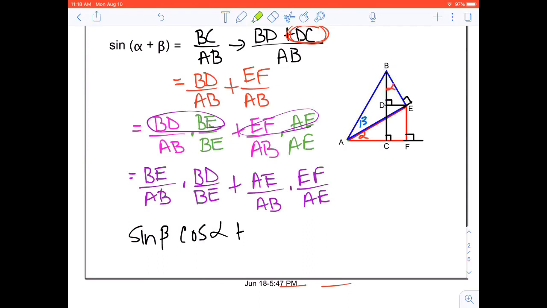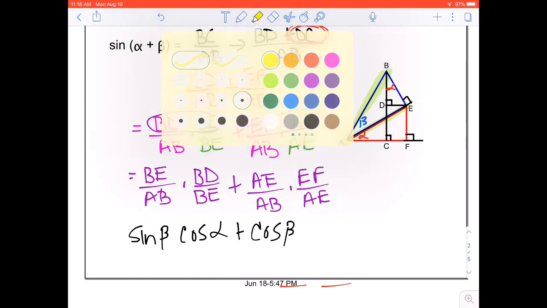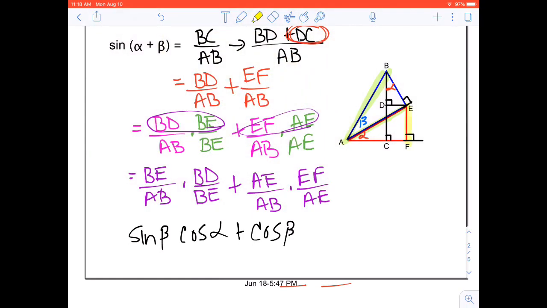All right, let's do it again. AE to AB. Look at the blue triangle. That's an adjacent side to beta and the hypotenuse. So we've got the cosine of beta. And now if I look at EF over AE, EF is the opposite side of alpha and the hypotenuse. So that gives us the sine of alpha.